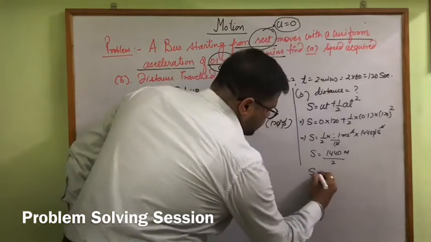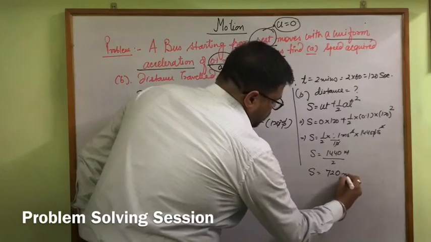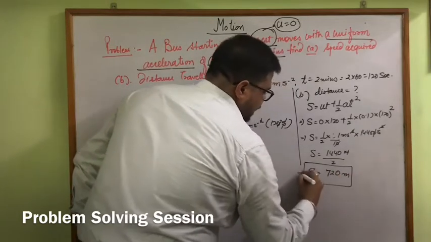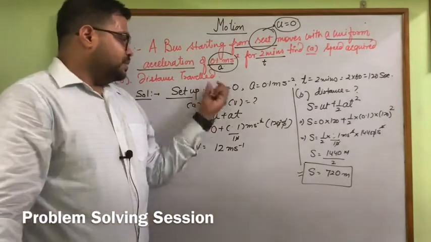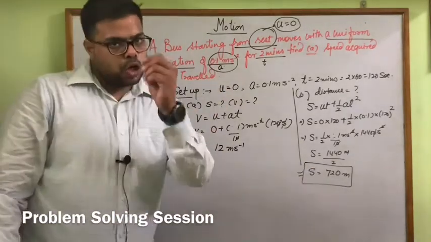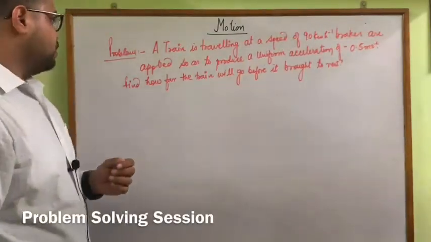So the distance will be 720 meters. So this is the second answer. It means that, according to that particular data, our particle travels a distance of 720 meters. Now the next numerical problem.